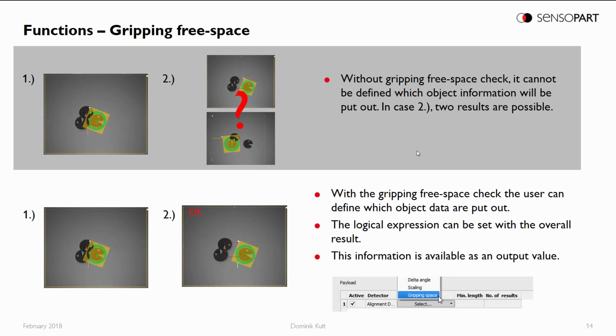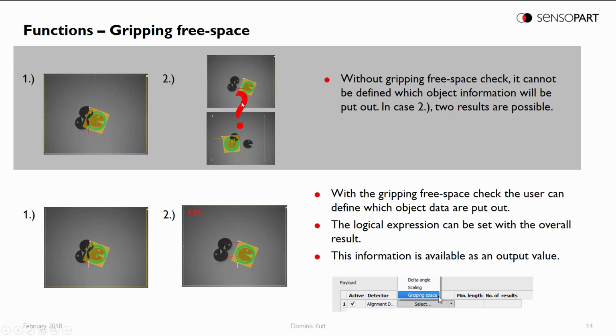The next special function is the gripping free space check. With the gray background, I want to show you the default behavior. For example, in the first scene we have some coins in our field of view and no coin is able to be picked by the robot. So I have a not okay signal. This is totally clear. But when I look at the second scene, I have one coin on the right side which is free. But with the default behavior, I cannot specify which coin is picked.